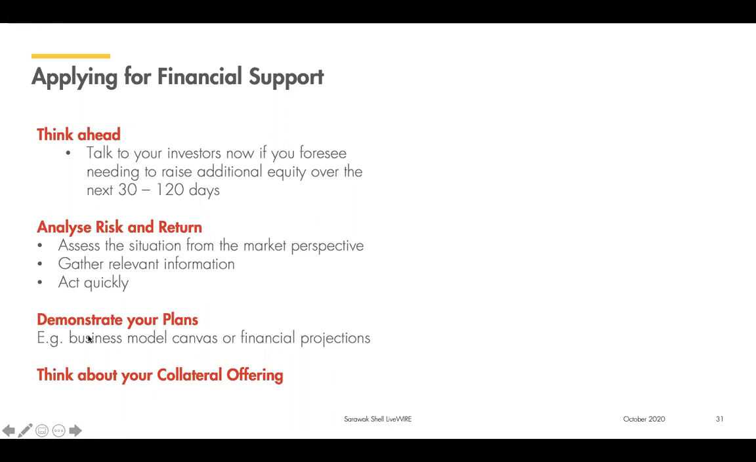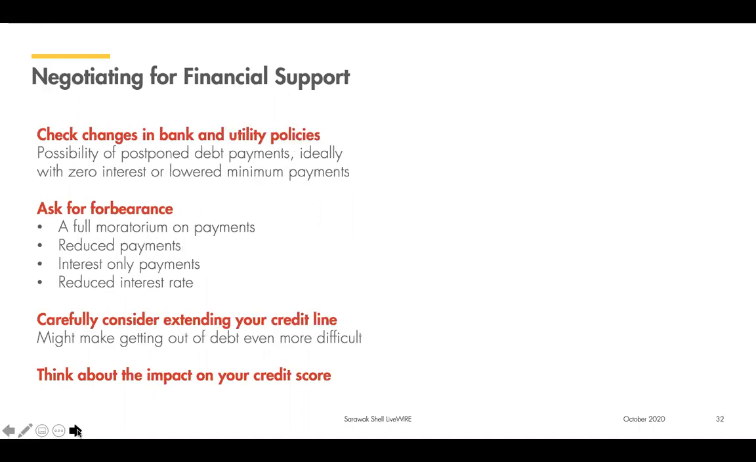So demonstrate your plans. This is very important, and it's also what we're looking at with Shell LiveWIRE, which is your business model canvas that can survive the business environment. Number 2 is your financial projection. And think about whether there are collaterals or equity that you are offering. What can you put forth in order to secure the financing? Sometimes there is such a thing as converting debt into equity, meaning that if you can't pay the debt, then that debt can be turned into equity in your business. Okay, my last slide, last 2 slides, sorry.